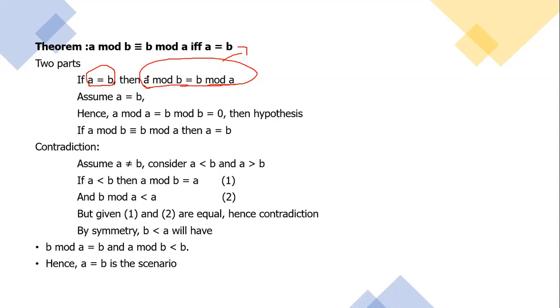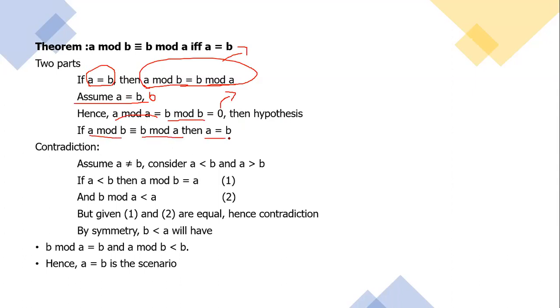When will we get A mod B equal to B mod A? In the case of A equal to B. Here I'm assuming that A equals B, so I get A mod A and B mod B, the same value. For example, say A and B are 6. So 6 mod 6 and 6 mod 6. What is the value? The remainder is 0. This is the output of the modulo operation, right? So the remainder is 0.